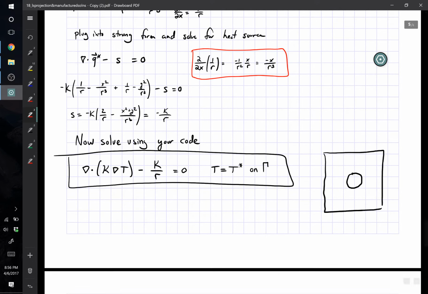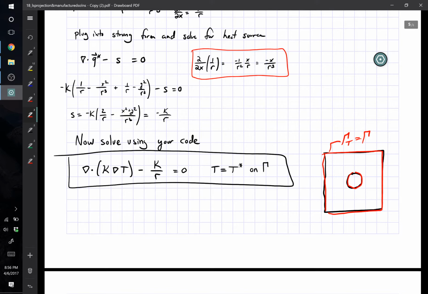So the simplest thing we could do is just specify on the entire boundary. Now the entire boundary includes the boundary of the hole. So on the entire boundary, so we'll just say gamma_T is equal to gamma, so it's just the whole boundary. We're just going to specify that the temperature is equal to T star. Okay, now that's fine.